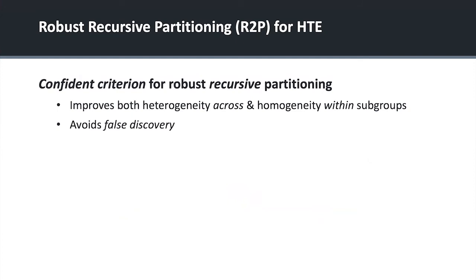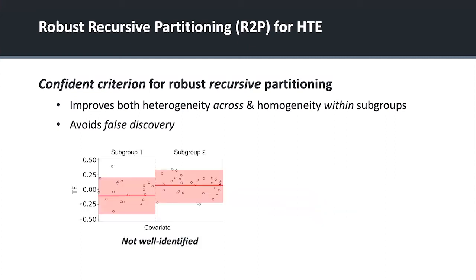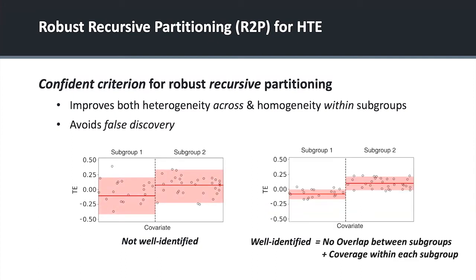The coverage guarantees of the confidence intervals in our method can help to avoid false discoveries of subgroups. If the confidence intervals across subgroups have large overlaps, the constructed subgroups are not well identified. Conversely, if the confidence intervals have little or no overlap, the subgroups are well identified.